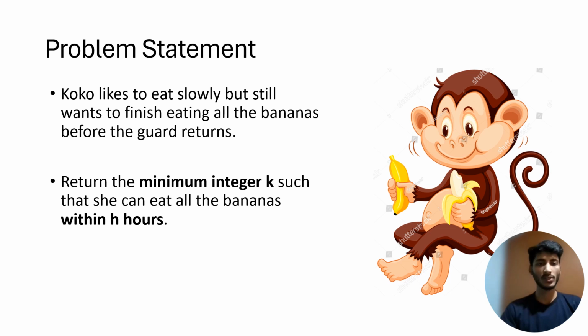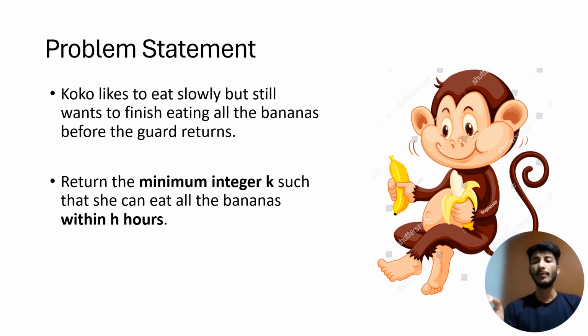Koko likes to eat slowly but still wants to finish eating all bananas before the guards return. Return the minimum integer k such that she can eat all the bananas within H hours. Alright, so what we have understood from this problem statement so far is that Koko is a monkey character and she has a bunch of banana piles in front of her. It will be given in the form of an array wherein each element represents the number of bananas in that pile.